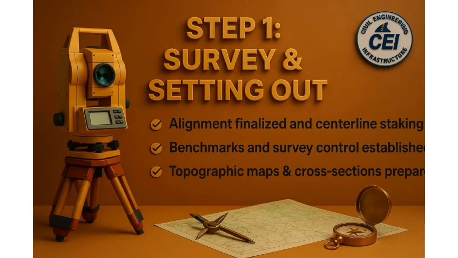Step 1. Survey or setting out. Every project starts with survey and setting out. The road alignment is finalized, and the centerline is marked on ground with pegs and reference pillars. Benchmarks and survey control points are established so that levels remain accurate throughout the project. Topographic maps and cross-sections are prepared to visualize terrain conditions. This ensures that the highway follows the approved alignment, avoids errors, and maintains proper gradient and curvature.